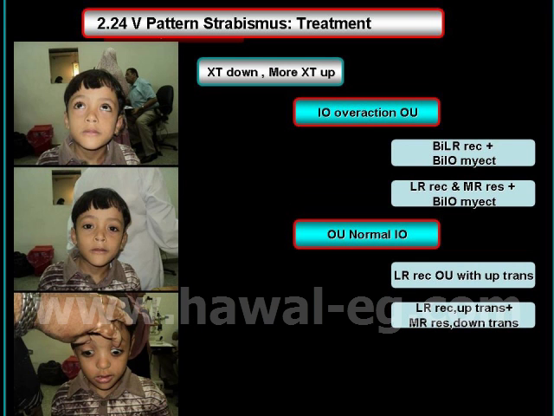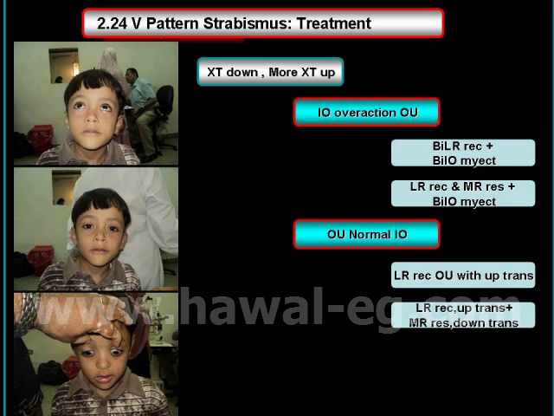In the case of exotropia down but greater exotropia up, if the inferior obliques are overacting, the treatment is bilateral inferior oblique myectomy plus bilateral lateral rectus recession, or bilateral inferior oblique myectomy plus recession of a lateral rectus and resection of a medial rectus.